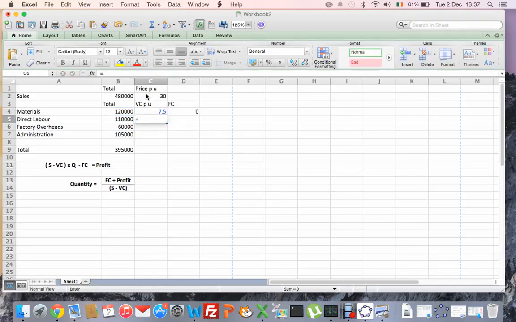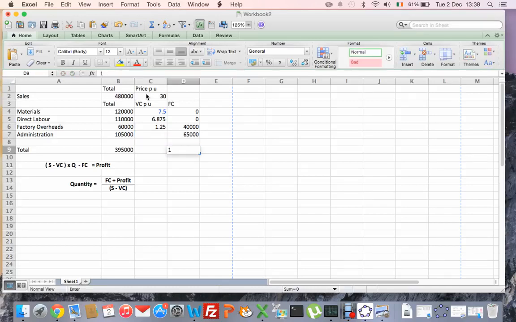We do something similar for our direct labour. You divide our 110,000 by the 16,000 we're going to sell, and we have zero fixed costs. Factory overheads, it says a third are variable. So a third of 60,000 is 20,000. So 20,000, we divide that by 16. And then the remaining 20,000 taken away from 60 means there's 40 left, which are going to be the fixed element. Administration, it's 65,000 of administration is fixed, 65 goes there.